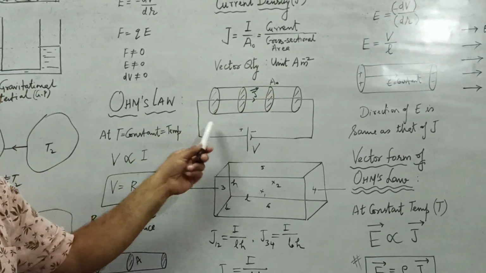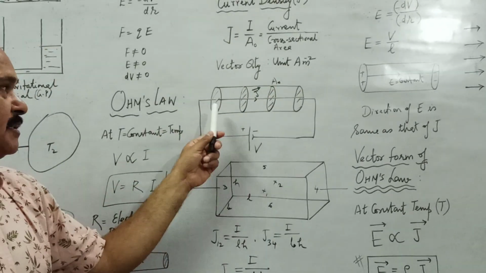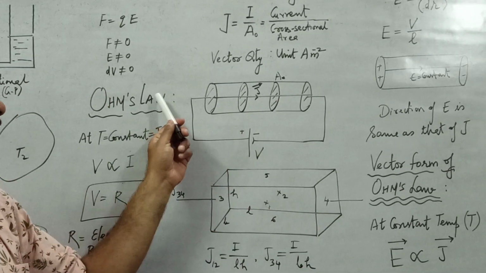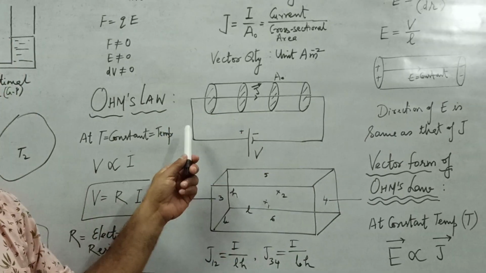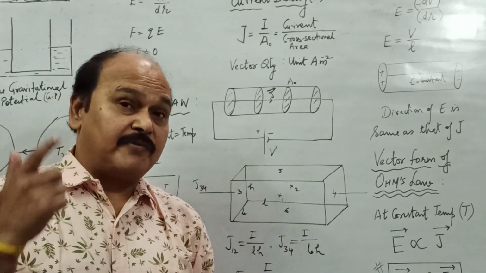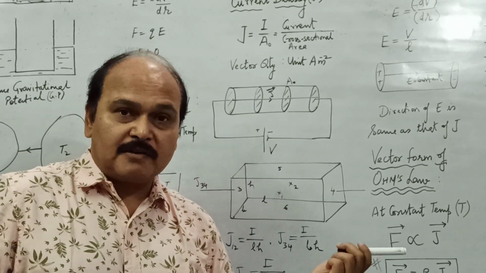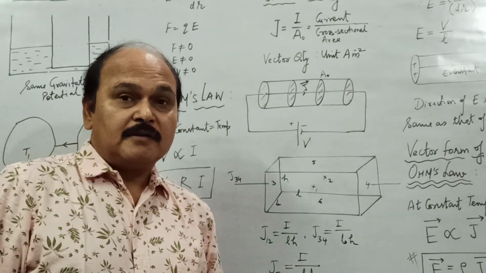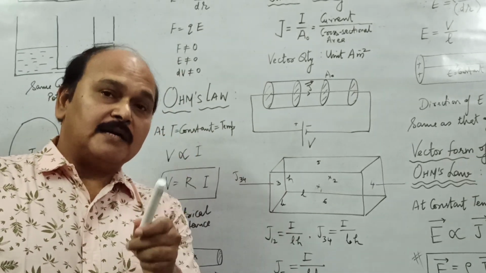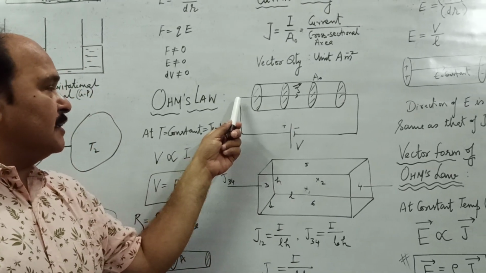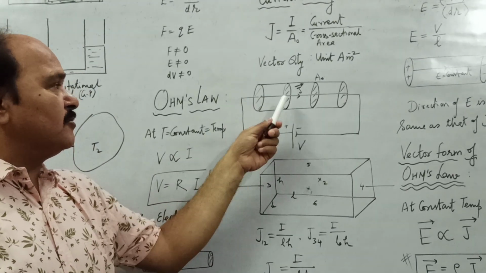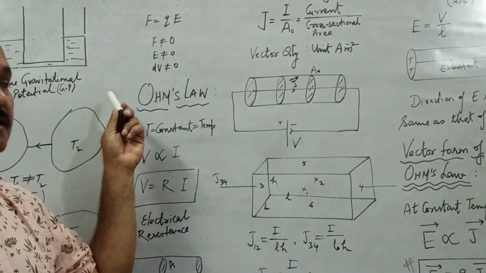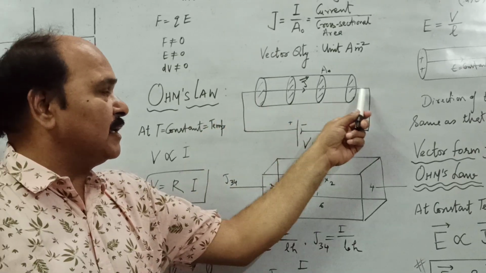If this is a conductor connected across a battery, there is a potential difference across the ends of the conductor. Because of the potential difference, there would be current, and the current would flow in this direction. Well, the direction of current, what we say, is in fact the direction of current density. Current itself is a scalar quantity, you know it already. So the direction of current is nothing but the direction of current density. The current density direction is always perpendicular to the cross-sectional area of the conductor, either in this direction or in this direction. If the battery is connected like this, the current is going to flow like this, and current density is going to be in this direction.